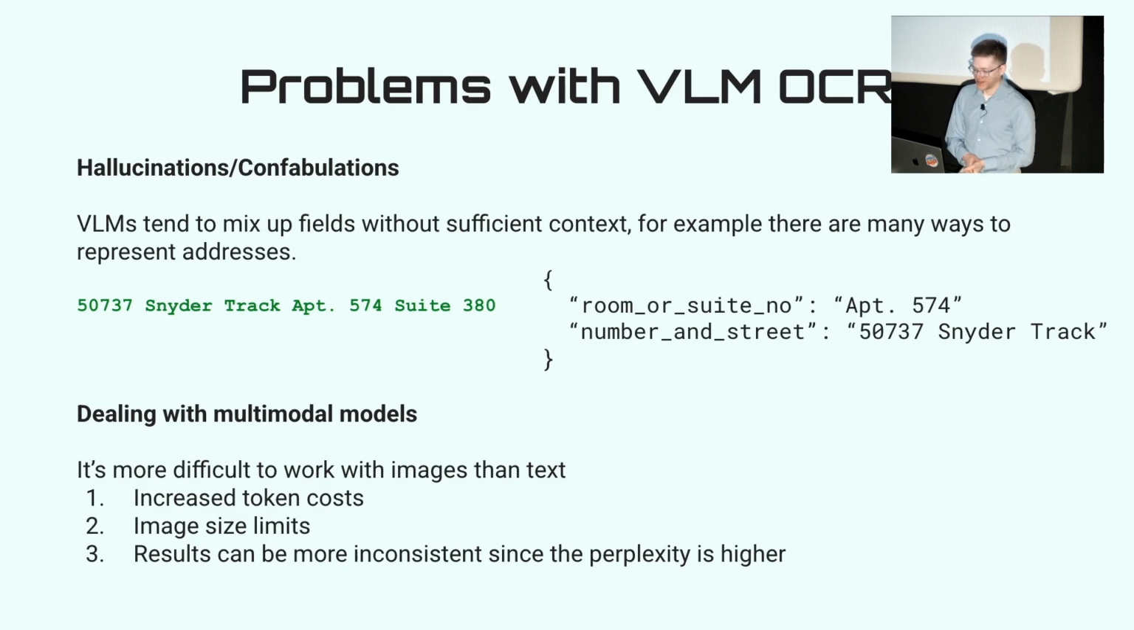But nevertheless, it's a little confusing where the suite or apartment number is supposed to go in those two fields. And also, when you're dealing with multimodal models, it's just a lot more difficult to work with images than text, because of the cost that you're taking on just sending the images to Claude, and the results can be more inconsistent. If you're dealing with image data, there's a lot more entropy in how those models will respond to what's in the image.